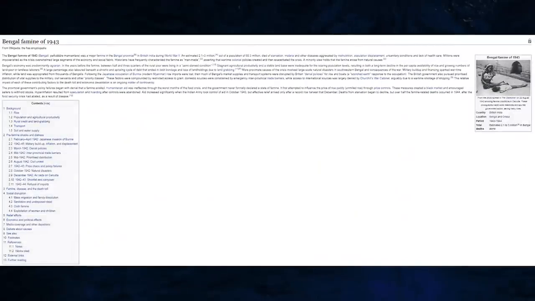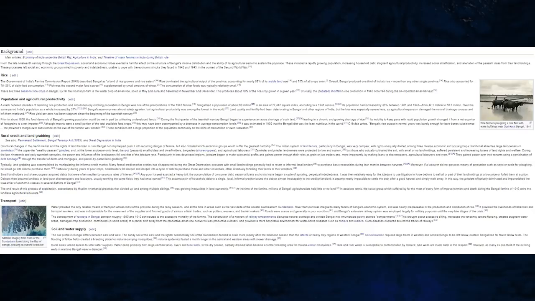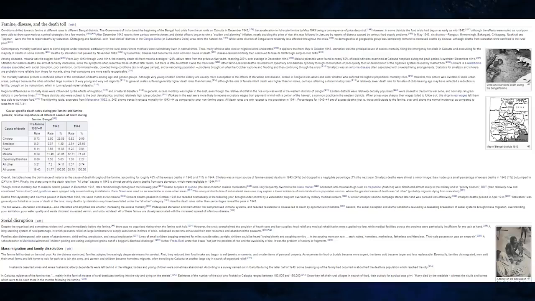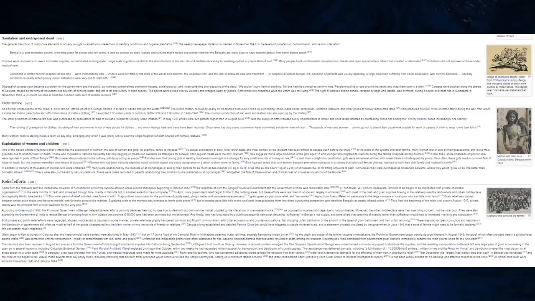And it just goes on and on like this, and this is probably a quarter of the discussion section, just the discussion section, which is about a fifth of the Wikipedia article on this topic. Right? The people who actually research the Bengal famine say it's really, really complex.